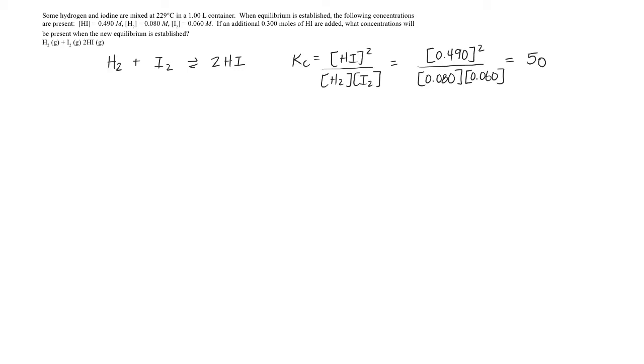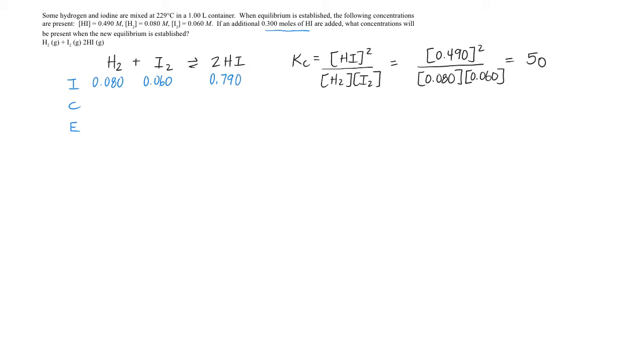Now we've disturbed equilibrium by adding 0.300 moles of HI. So let's set up our ICE chart so that we can solve for the concentrations when equilibrium is reestablished. So our H2 and our I2 haven't changed. We still have 0.080 molar H2 and 0.060 molar of I2. Adding 0.300 moles of HI will give us 0.790 molar HI.